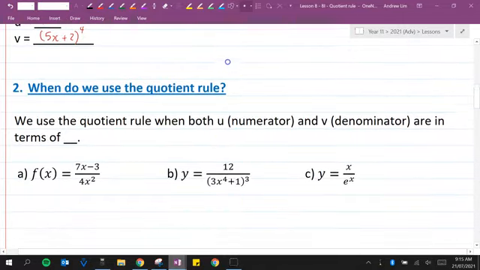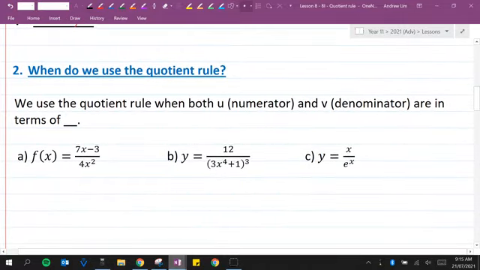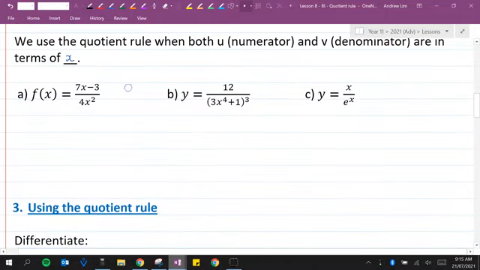So when do we use the quotient rule? We use the quotient rule when both u and v are in terms of x. So here in question A, f of x is equal to (7x minus 3) all over 4x squared. We can see the numerator has an x in it. The denominator also has an x in it. So yes, we use the quotient rule.